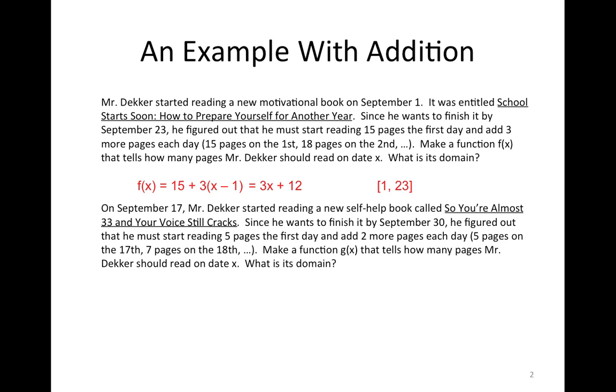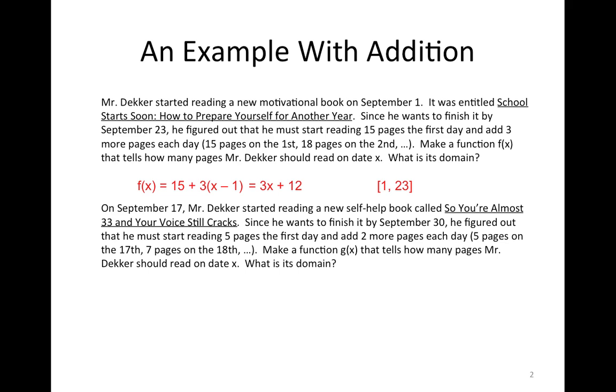Be careful. Continuing, since he wants to finish it by September 30, he figured out that he must start reading 5 pages the first day and add 2 more pages each day. So 5 pages on the 17th, 7 pages on the 18th, 9 pages on the 19th, etc., etc. Make a function g of x that tells how many pages Mr. Decker should read on date x and what is its domain.